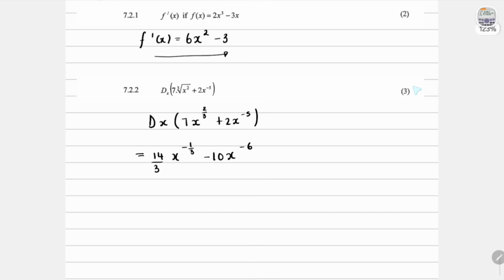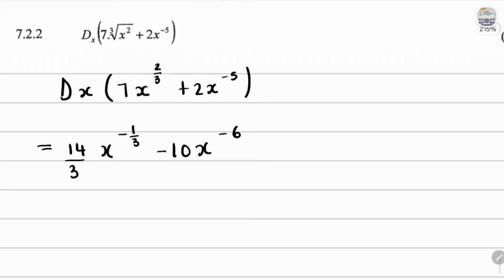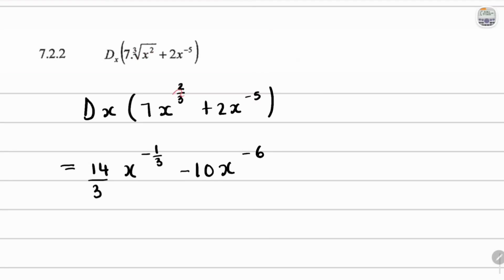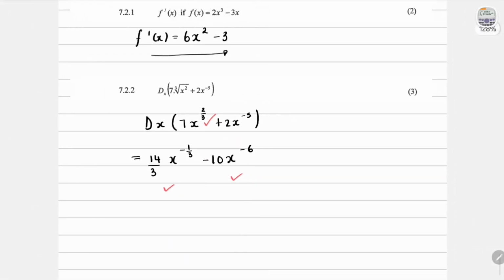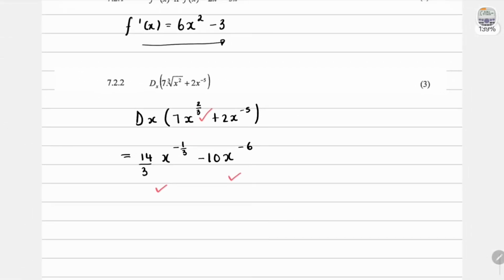Okay, now to check whether we're done, we just have to look at the mark allocation. It is 3 marks. You get a mark for writing it in a format that you can derive, and then you get a mark for deriving each term. So there's the mark, and that is the mark. So there we go. We are done with that question. Moving on to the next question.